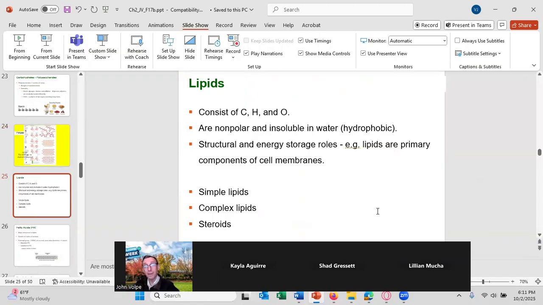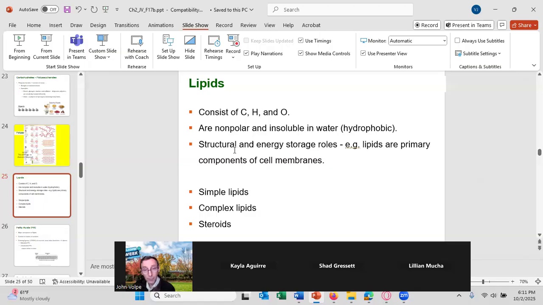If not, let's talk about the second of the four major biological molecules, lipids. Lipids always consist of carbon, hydrogen, and oxygen. However, lipids are mostly carbon and hydrogen. They do have oxygen, but not very much. Lipids are mostly nonpolar and insoluble in water, meaning lipids are hydrophobic. There is one exception to this, and we'll talk about it later in this lesson, in a slide or two, maybe three. But most lipids are hydrophobic and insoluble in water, and that's because they're nonpolar.